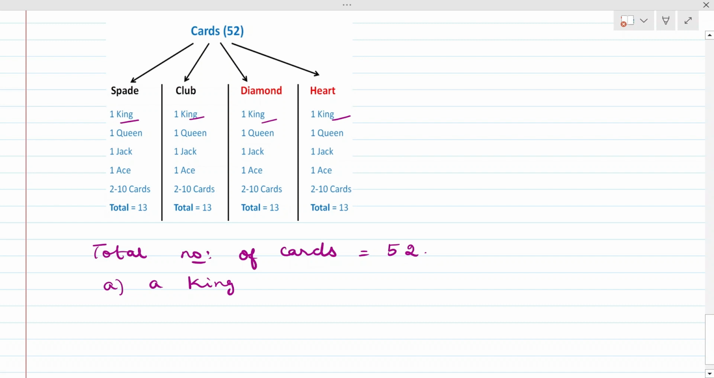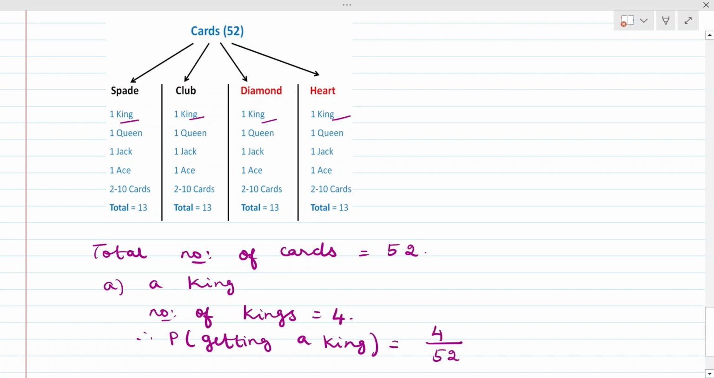Okay. So we have to collect the kings from all the suits. It is not mentioned one particular suit. So all the suits. Totally we have 4 kings in the 52 cards. So number of kings is equal to 4 and therefore probability of getting a king is 4 by 52. 52 is the total possible outcome and 4 is our favorable outcome. And when you reduce it, it will become 1 by 13.